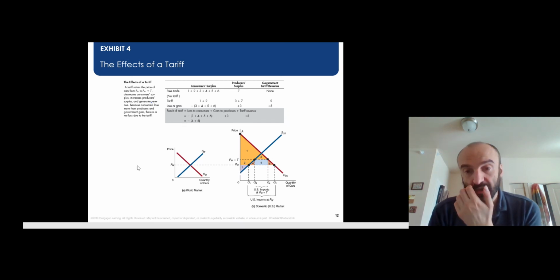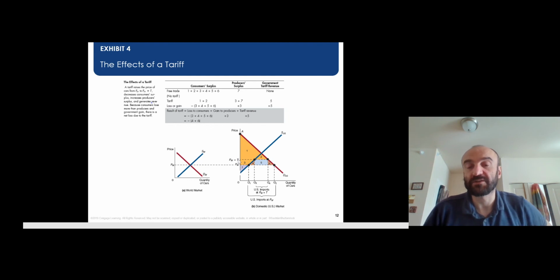Okay, so now imagine that the government imposes a tariff on foreign steel. A tariff is an additional sum of money that they have to pay. So now what's going to happen? The price is going to increase. And this dotted line here, world price plus tariff, is the new price of steel on the American market after the tariff has been imposed.